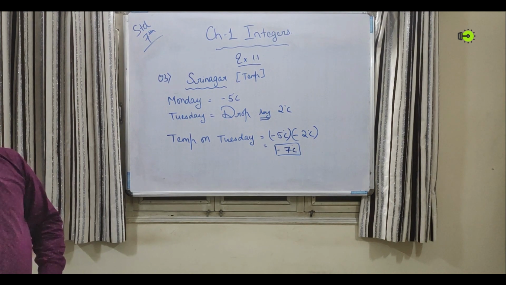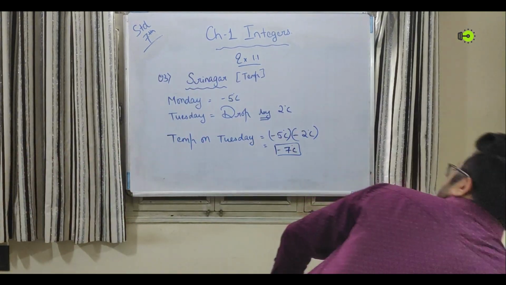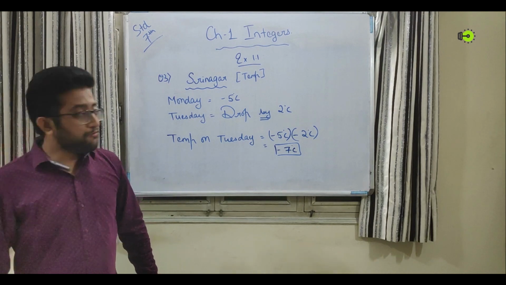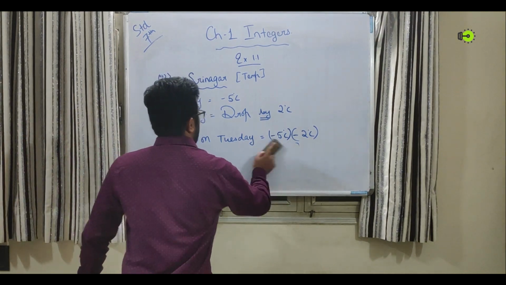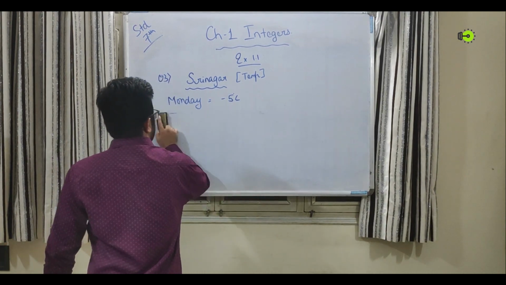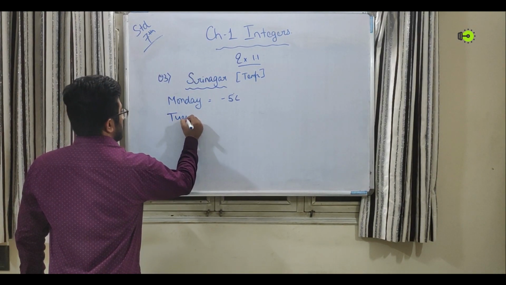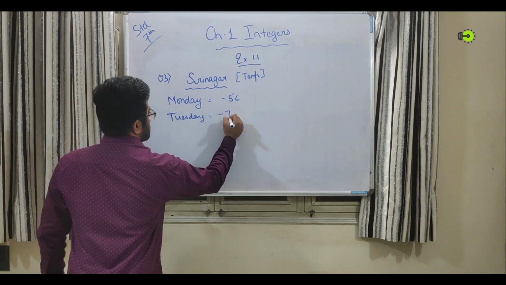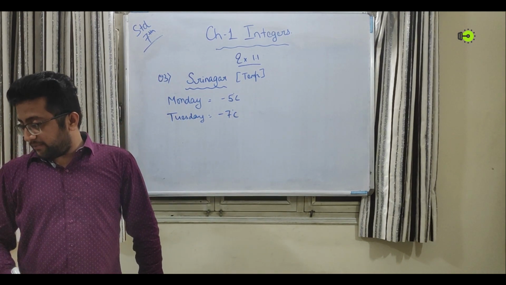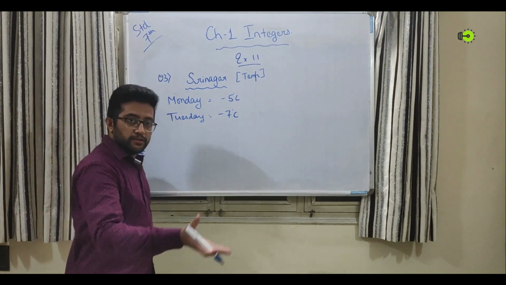Okay. Now there is another part to the question in which it is given that the temperature rose by 4 degrees Celsius. Okay. So now Tuesday's temperature was -7 degrees Celsius, which we just found out, and the temperature on Wednesday rose by 4 degrees Celsius. So rose means to increase.